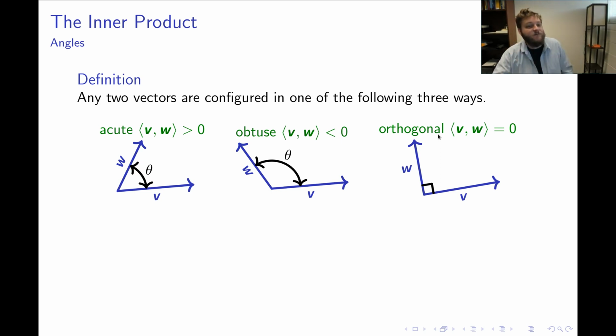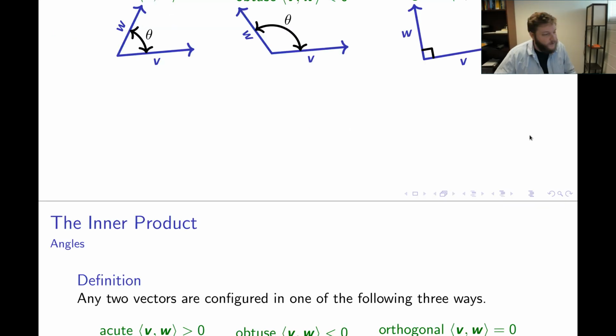And you may remember from basic trig that cosine of pi over 2 is 0, which means that two vectors being orthogonal is exactly the situation where their inner product is equal to 0. So these are the 3 broad categories one finds themselves in when studying two vectors.